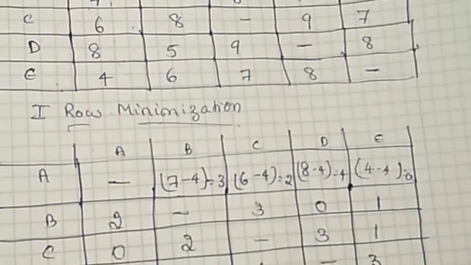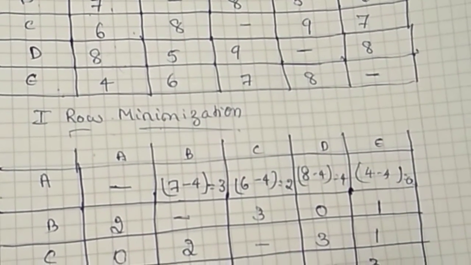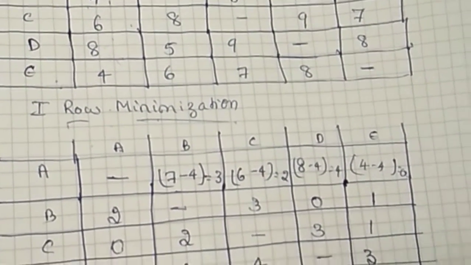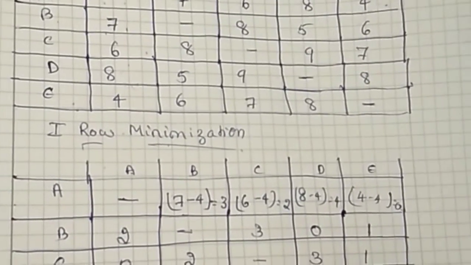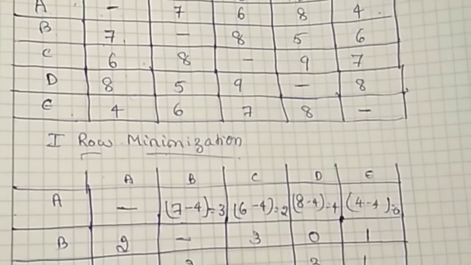Similarly, in this row it is 4, so 4 minus 4 is 0, 6 minus 4 is 2, 7 minus 4 is 3, and 8 minus 4 is 4, this is null. So, after row minimization, the resultant matrix which you obtained is this one.